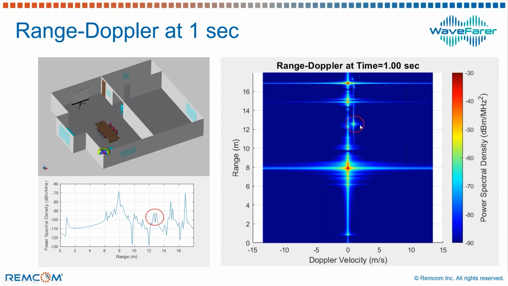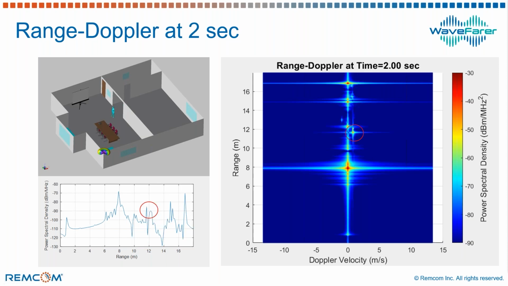So as the person moves to the doorway, we can see that their signature gets stronger. We've also got them circled here. We can now start to see them even in the power versus range plot. But we clearly picked them out here based on their motion.